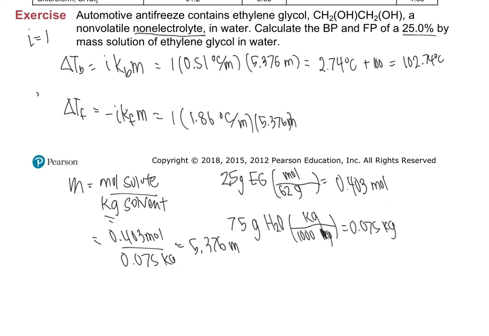Now for my freezing point, I have 1.86 times 5.376. So I get that to be 9.999, a lot of nines, degrees Celsius, negative. So that means I need to add my freezing point, which is 0. So conveniently, it's negative 9.999 degrees Celsius. Basically, negative 10 degrees Celsius. So notice, freezing point's a lot more impacted than boiling point.